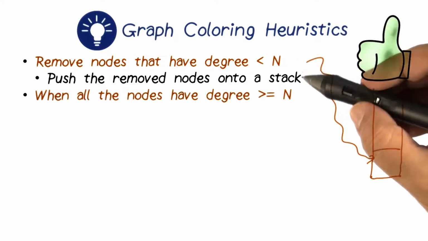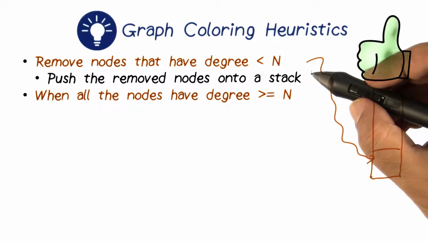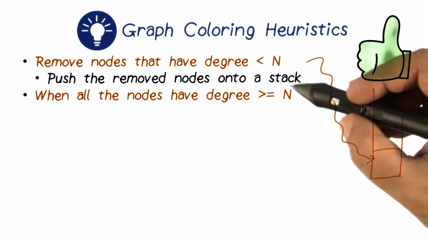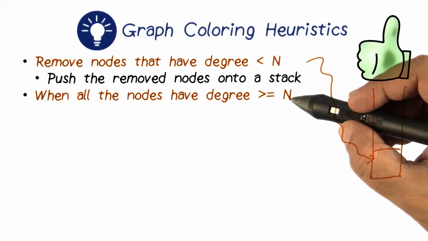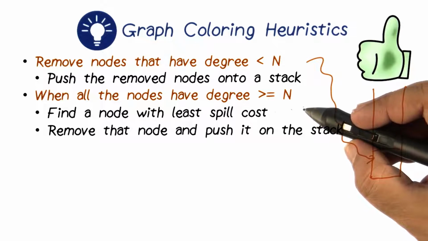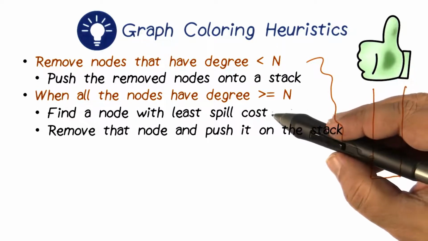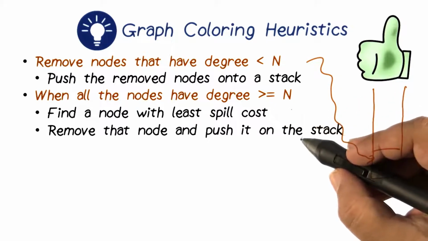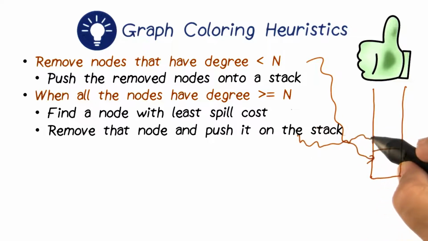And so what happens when we have removed all those nodes that have degrees less than n, which are definitely colorable? All the remaining nodes that would be left out in the graph would have a degree greater than or equal to n. And now what we want to do is, amongst all these nodes that are left out, we want to find the node which has the least spill cost and remove that and push it onto the stack. So we'll take this node and push it onto the stack over here.